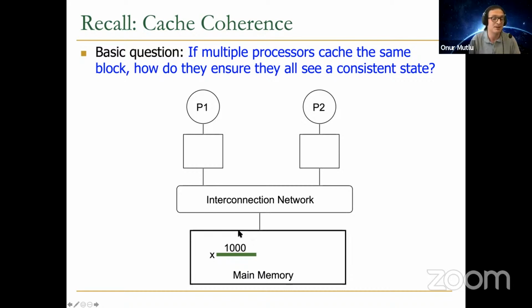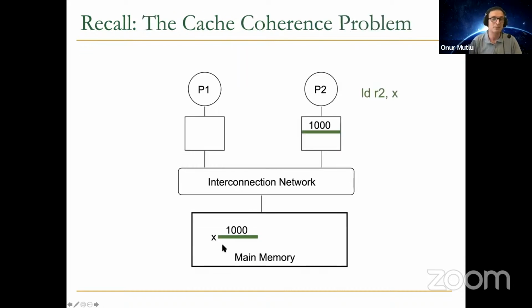And I gave this example last time. Recall, we have this cache block X in main memory. Its value is 1000. Let's say processor 2 loads that value into its cache, 1000. And then processor 1 loads that value into its cache, 1000. Okay. Now, both processors have cached the block in their private caches.